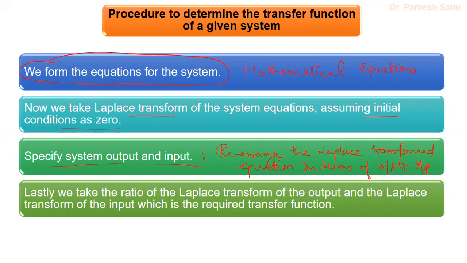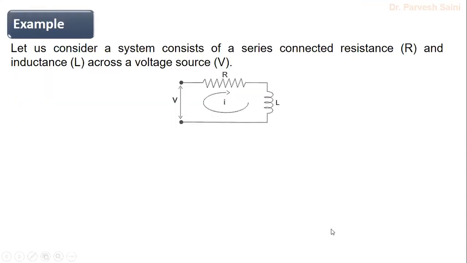So now let us understand this with an example. And so here is an example. This is an electrical system wherein we have a resistance and inductance. They are connected to one another in series across a voltage source V. And there is a current that is flowing in this circuit, in this path. Now, if we have to find out the transfer function of this particular type of system, we need to first of all determine the equation of this particular system.